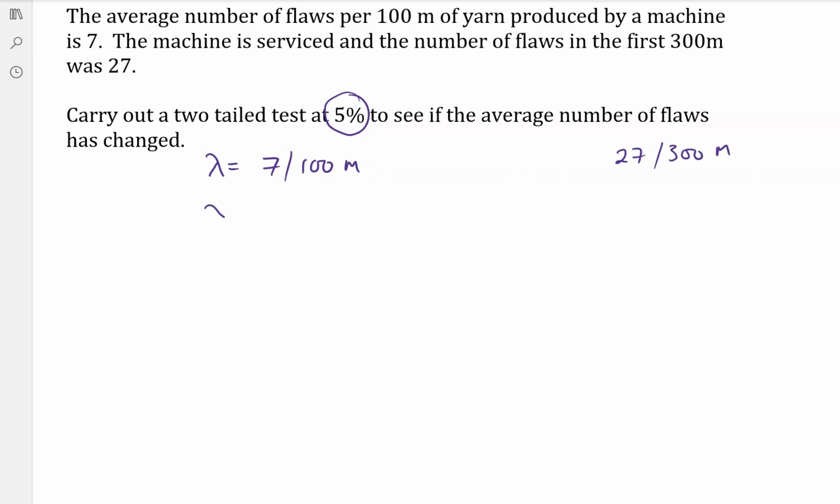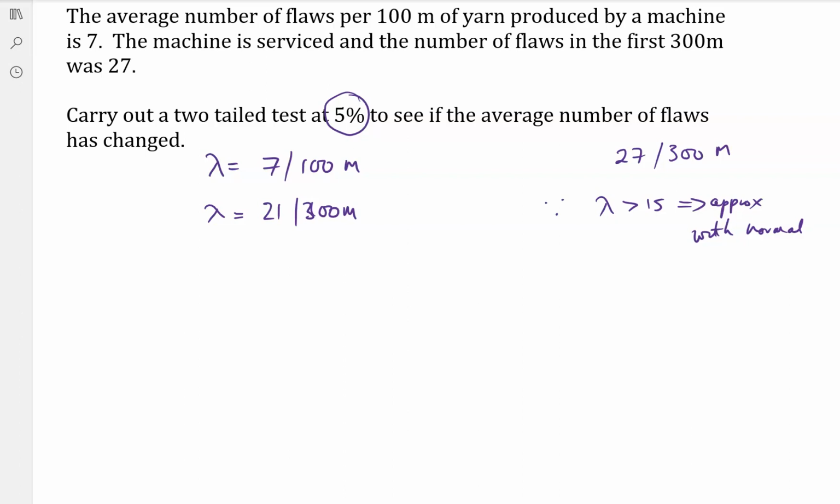Now we're expecting, if we were working with 300 meters, for there to be 21 flaws per 300 meters. That would be the situation if the machine had not been serviced, if it carried on working the way it was before. Now, because lambda is greater than 15, I can approximate with the normal. And that's going to make my calculations quicker and easier to work with.